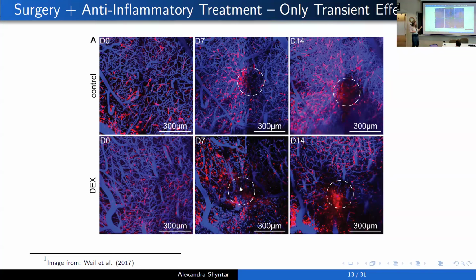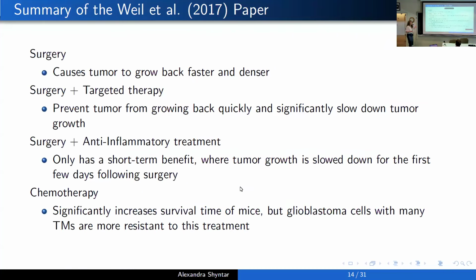And then they noticed that on day 7, the tumor is growing back slower, but then on day 14, there is no difference between the control and the surgery with an anti-inflammatory treatment. So it only had a short-term benefit. Now here is just a quick summary of their results.